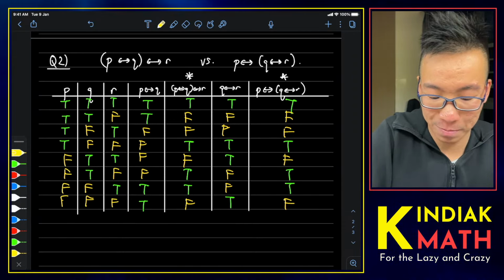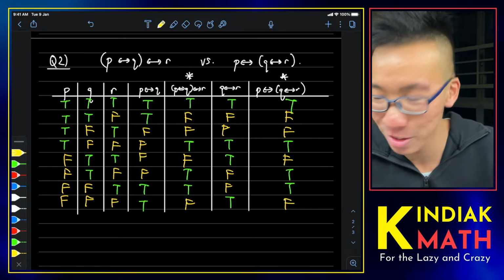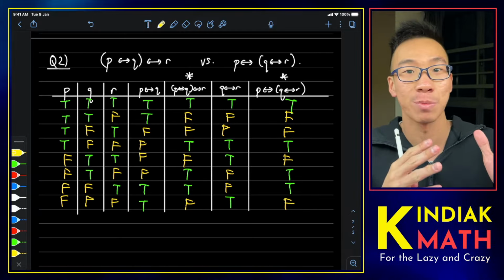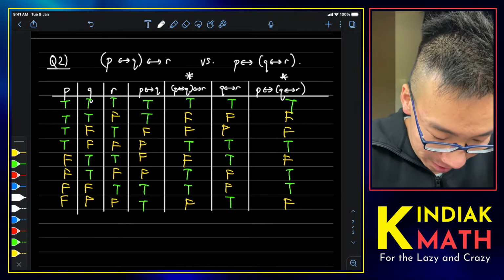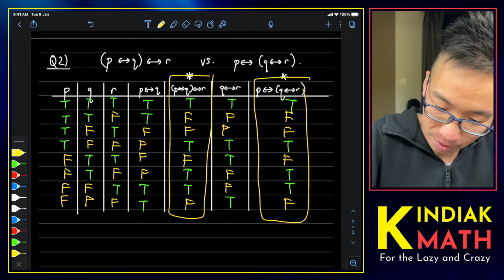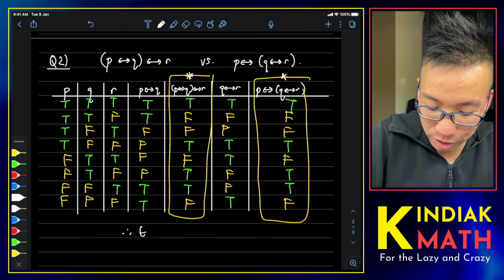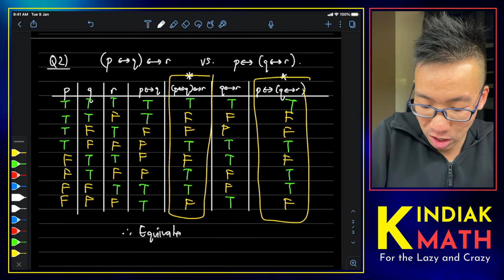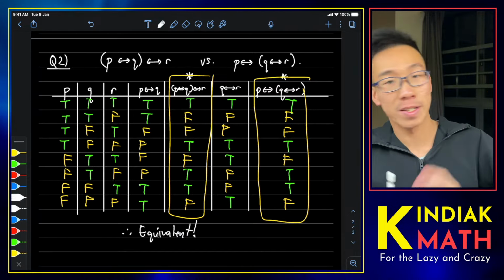So if you're wondering, here's a little hack to do a truth table, right? You just work on the true values and then you fill the rest in with falses. You're going to see that in however you do it, the two columns agree. Therefore, they are equivalent. These are equivalent to one another.